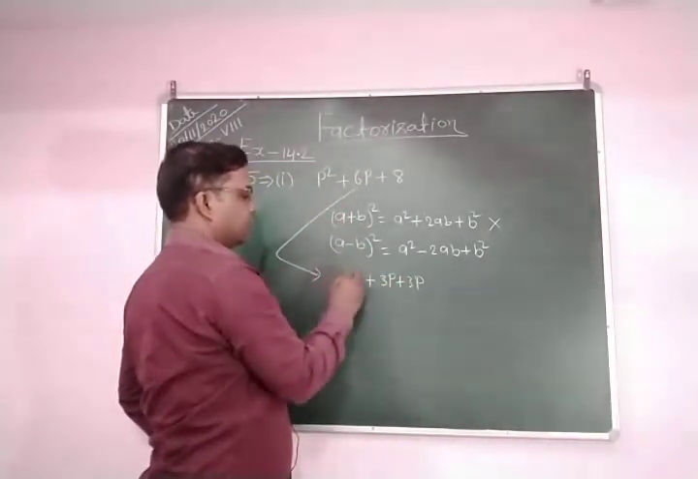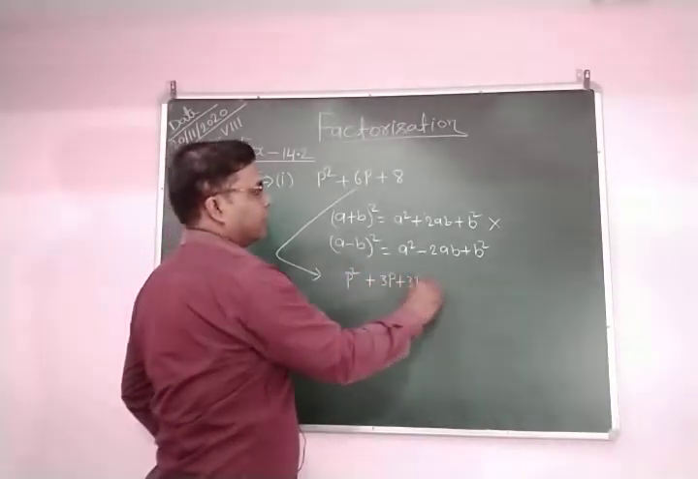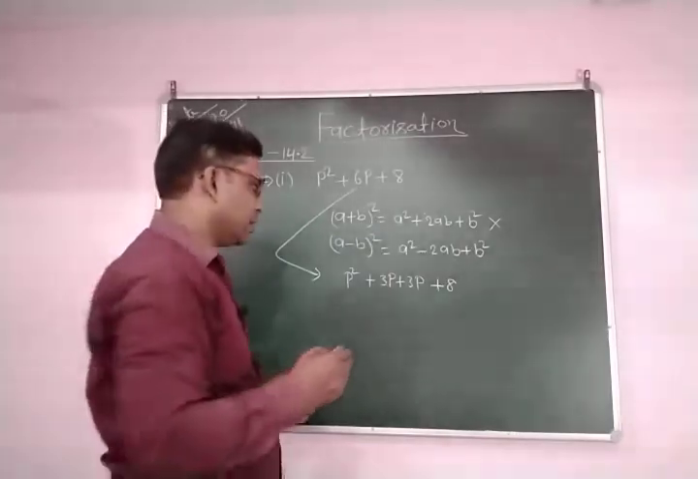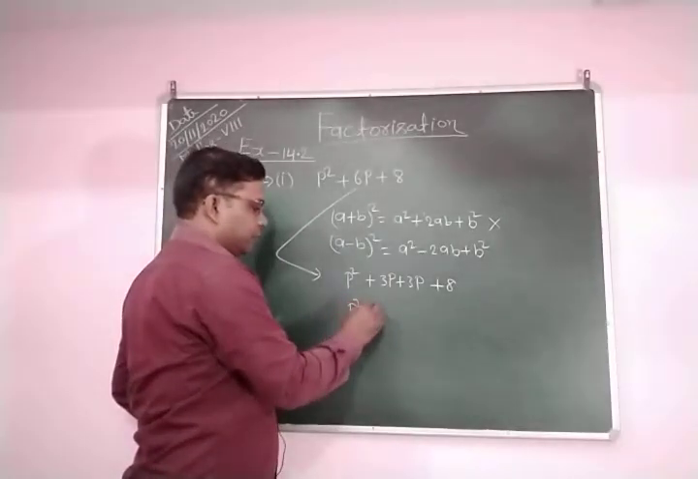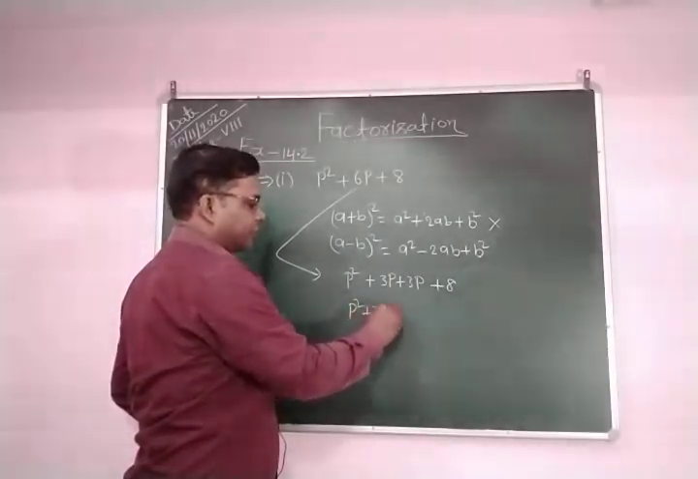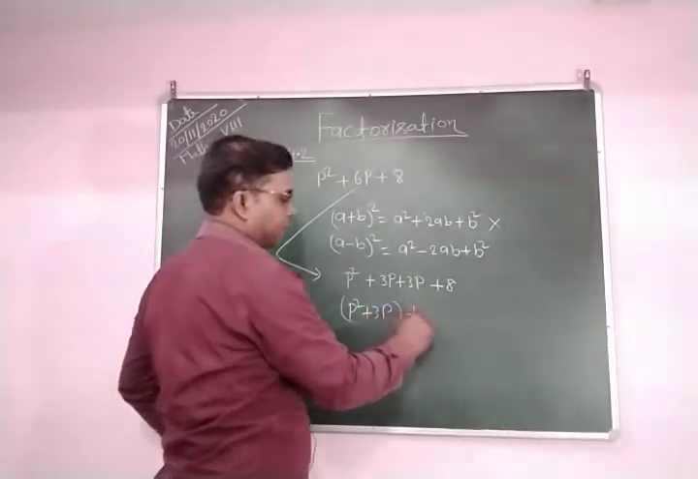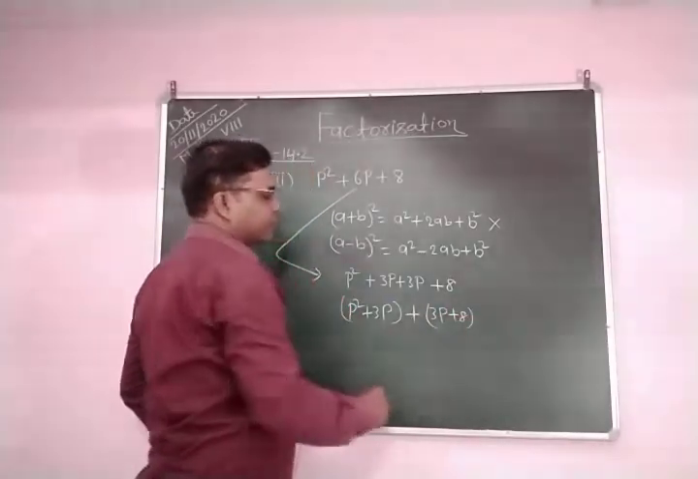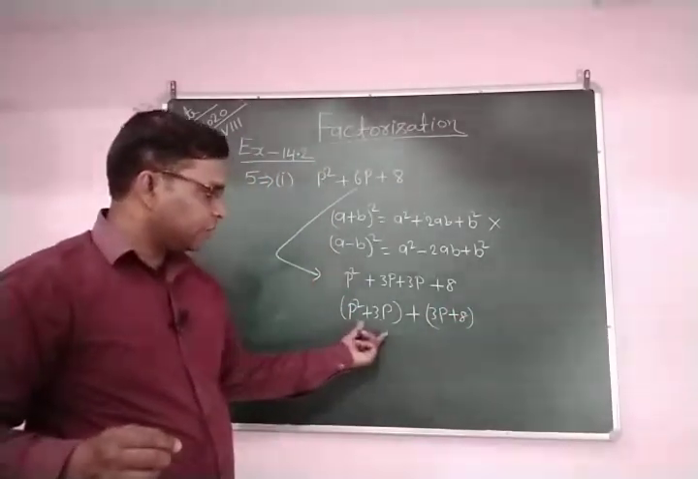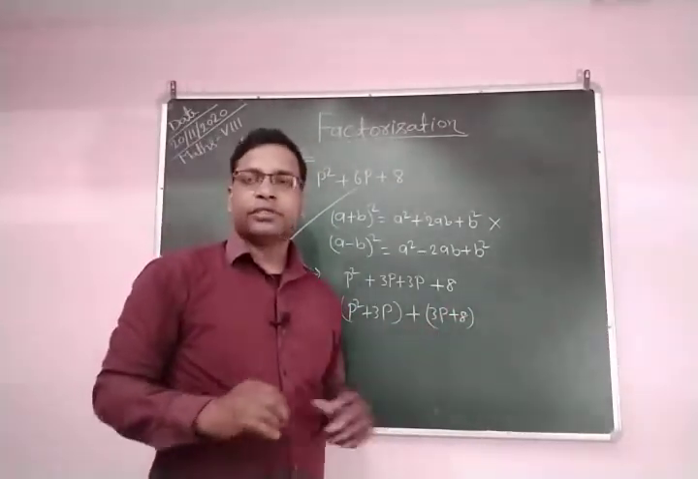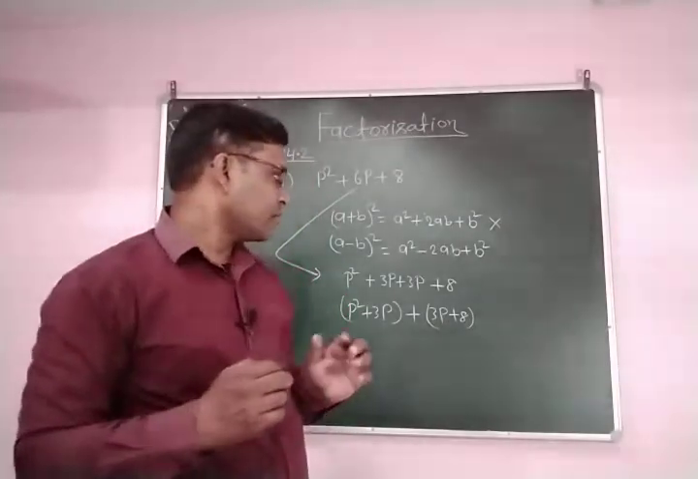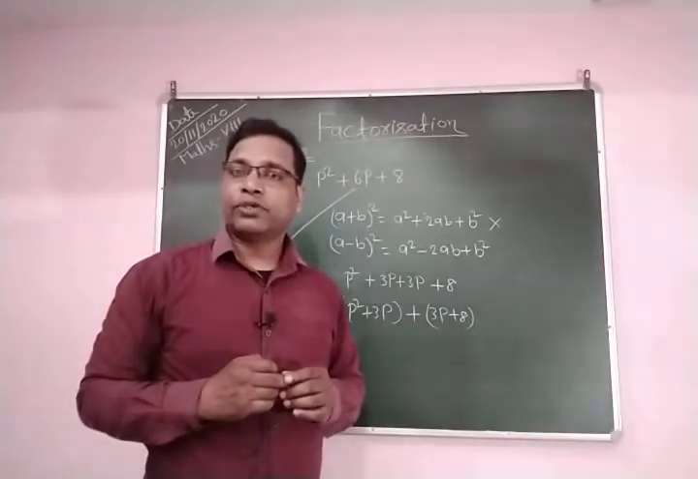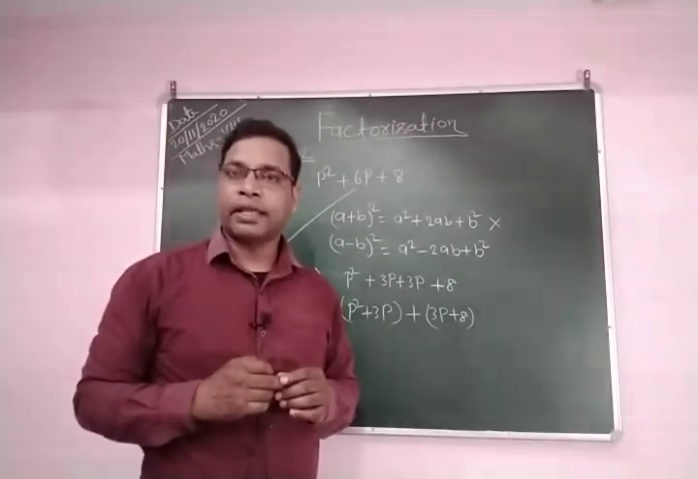This is p square and 8. After we group it, it will become p square plus 3p and again 3p plus 8. So here p is common, but here nothing is common. Okay, so in this way we cannot find the factors of the given expression p square plus 6p plus 8.